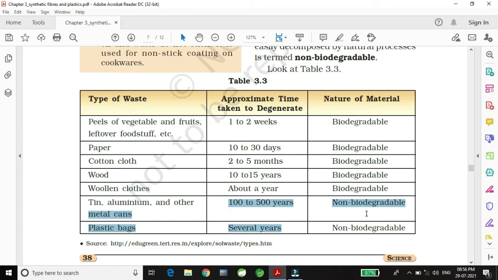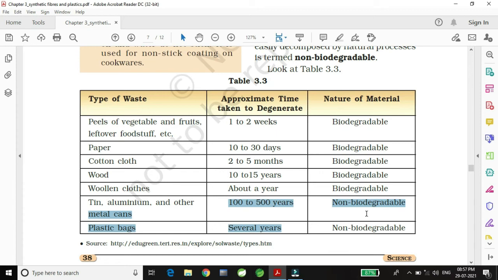See, our human life is mostly up to 60 years as of now. Before, people were living 80 to 100, even 110 years. But in this era, people are mostly living 60 to 70 years. So we cannot see tin, aluminium and plastic bags get decomposed. The things which we cannot see decomposing in our lifetime, we call non-biodegradable. That's why materials that take 100 years, 500 years and more to decompose are called non-biodegradable.